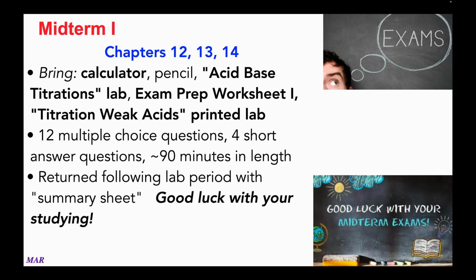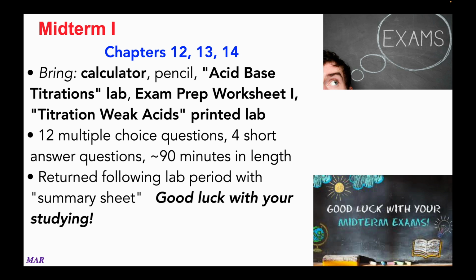At the time that I am creating this video, my plan for the first midterm in Chemistry 223 is that it will be over chapters 12, 13, and 14. Chapter 12 is thermodynamics, the delta G, delta S kind of stuff. Chapter 13 is equilibrium, and chapter 14 is acids and bases.